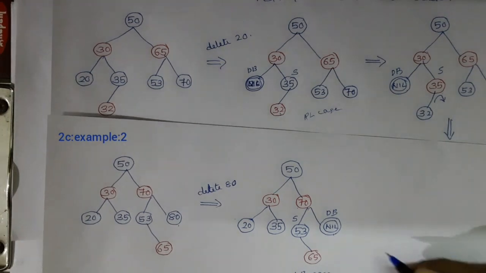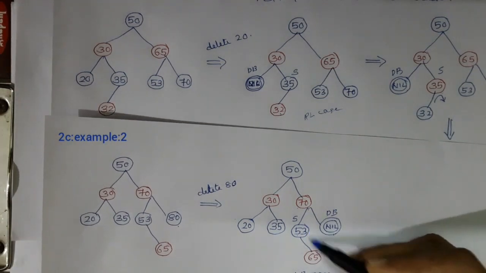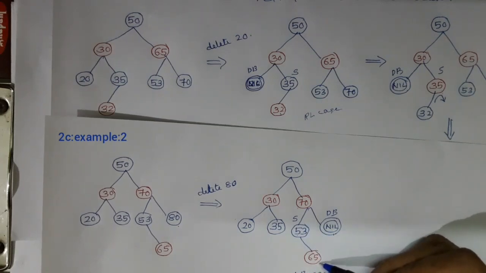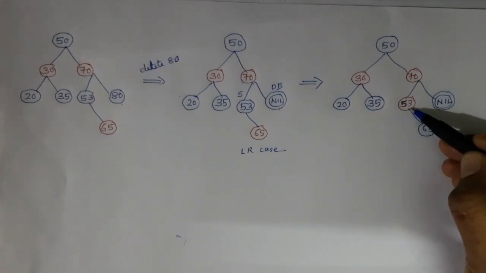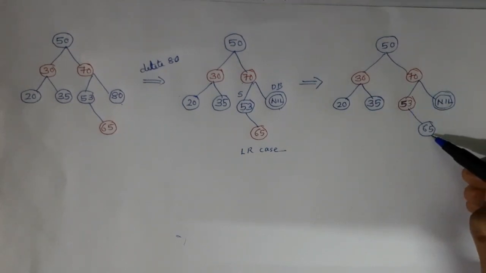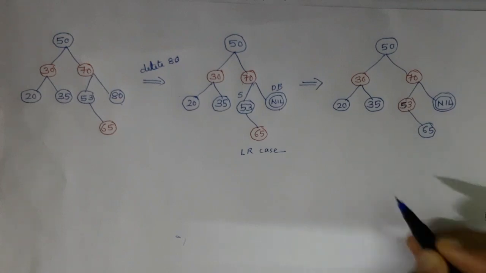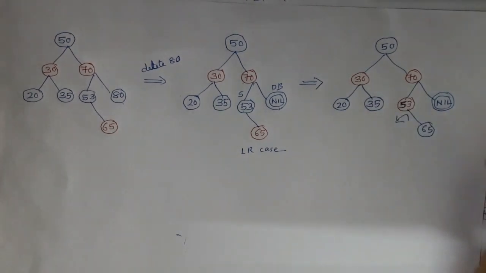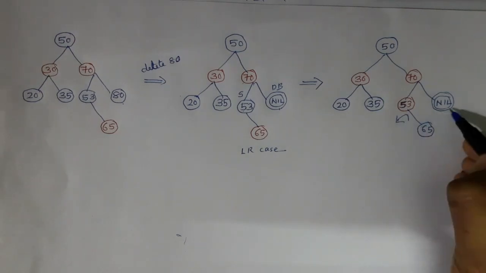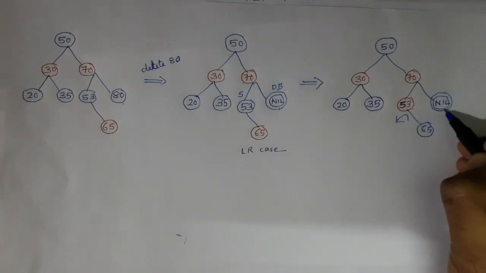So here also we do the same thing: recolor, exchanging the colors of the sibling and its red child. So the sibling becomes red and the red child becomes black. Then perform rotation. After recoloring, the tree looks like this: S becomes red and the right child becomes black. Then perform rotation. Here the rotation is in the left direction because left is opposite to the double black node.